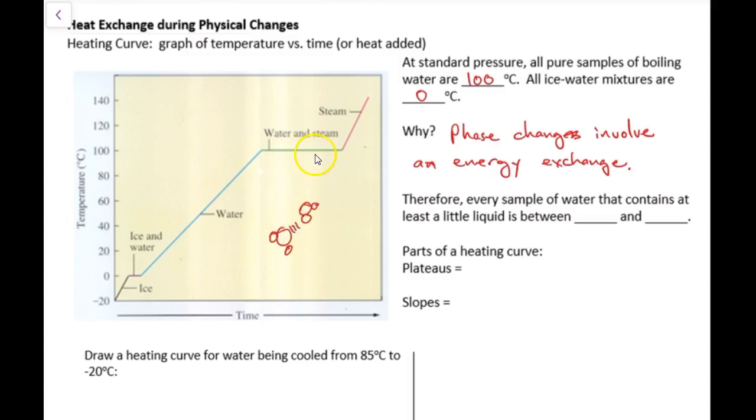Then once we turn it all to steam, once we get all of it boiled away, we're going to start to see a temperature increase, because once it's all gas, there's no more boiling process that has to happen. So there's nothing to absorb all that energy, so the temperature starts to rise again.